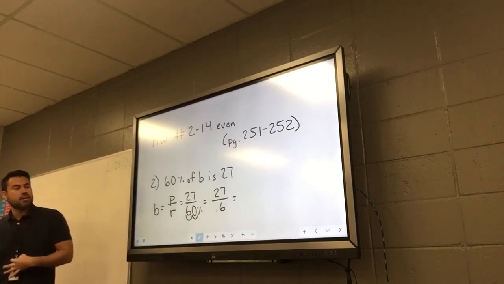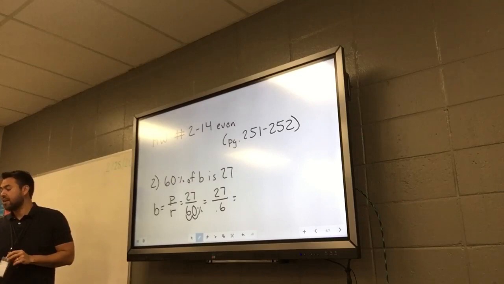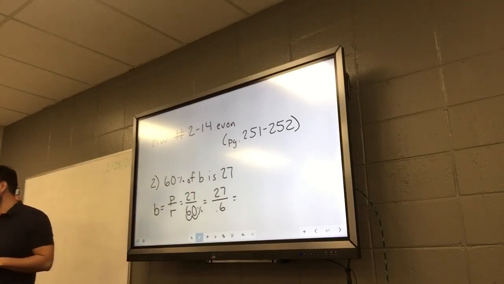Do we have to do it using the formula? Yeah, for these first two, do the formula, and then for the rest of them, you can do proportion.